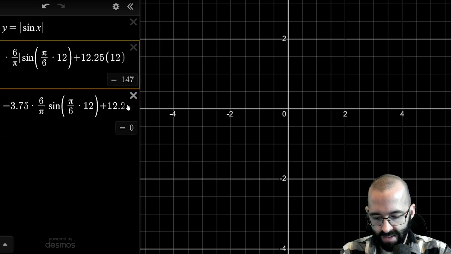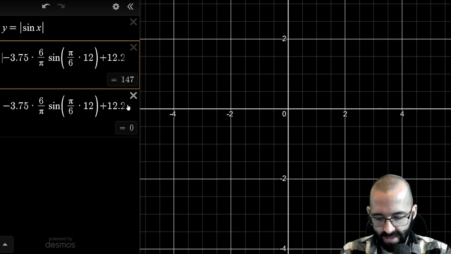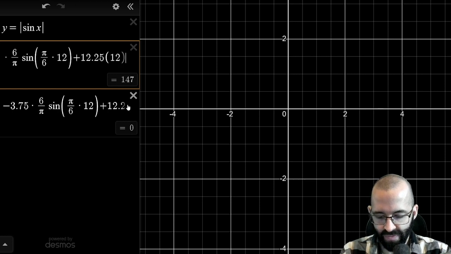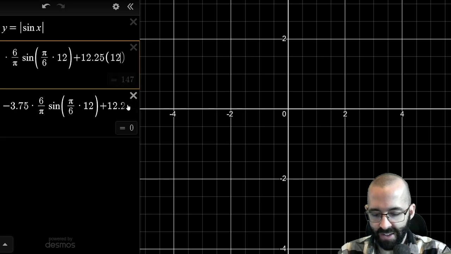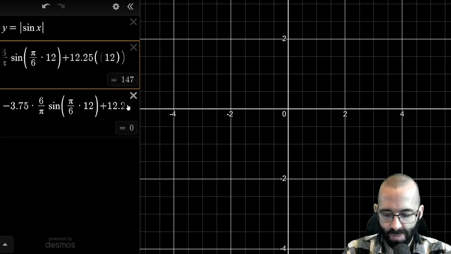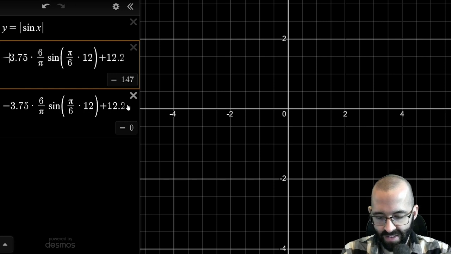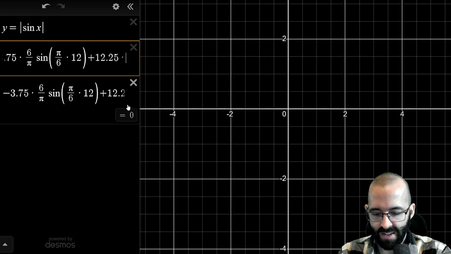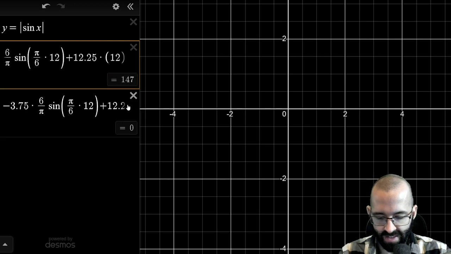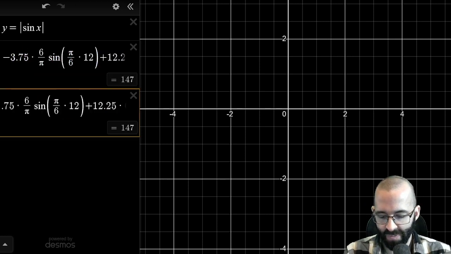Wait. Sorry. I'm getting confused with how Desmos is treating these parentheses. Why does it say that it needs an extra parenthesis? On parenthesis, off parenthesis, on and then off. It's just being weird. There we go. Now it's being normal.